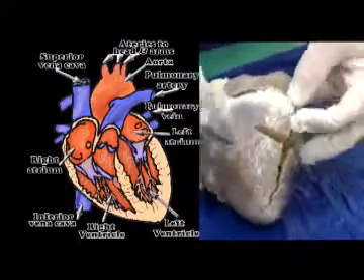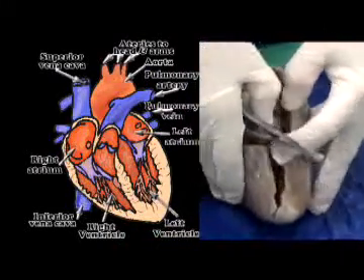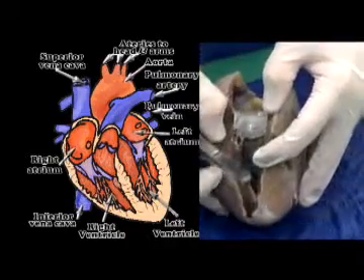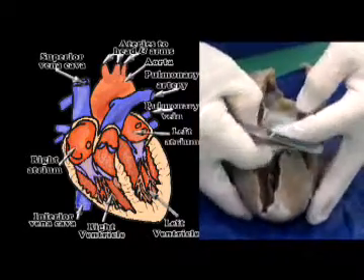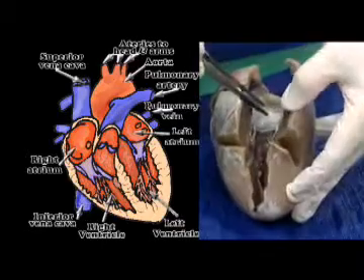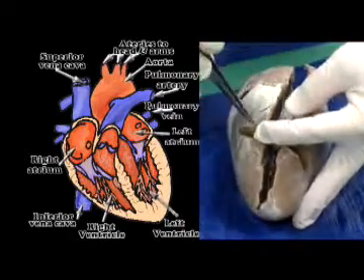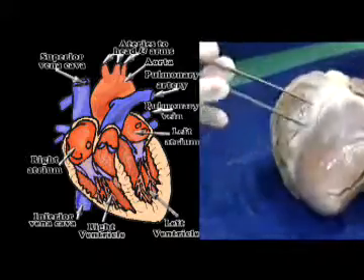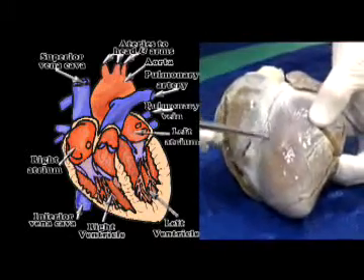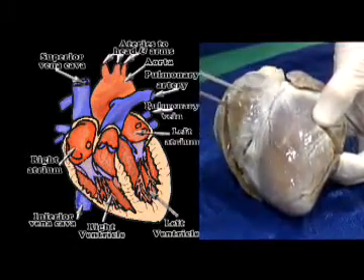This is the left ventricle. Again, the heart is a 4-chamber structure. This is the mitral valve right here that separates the left atrium from the left ventricle. Right here you can see the coronary arteries that supply blood to the heart and coronary veins that take blood back.